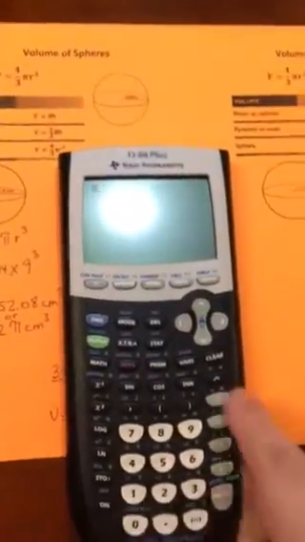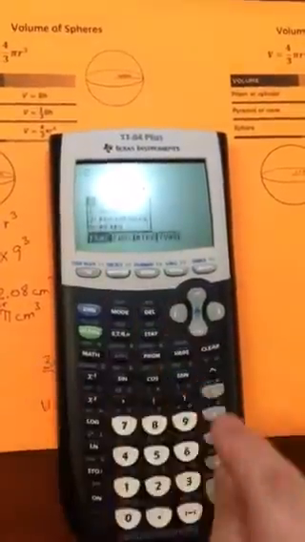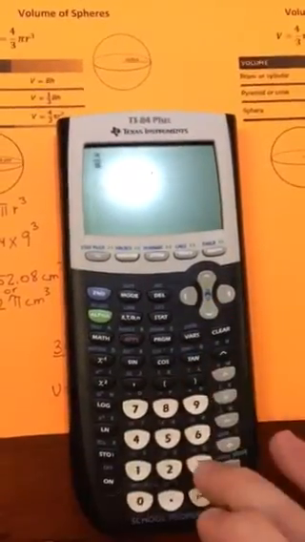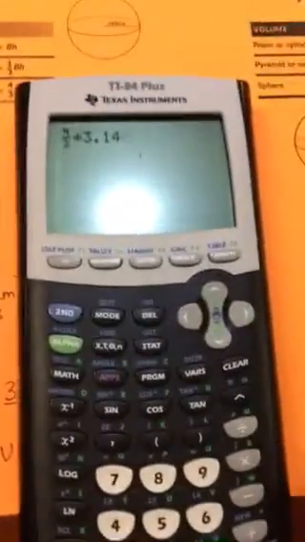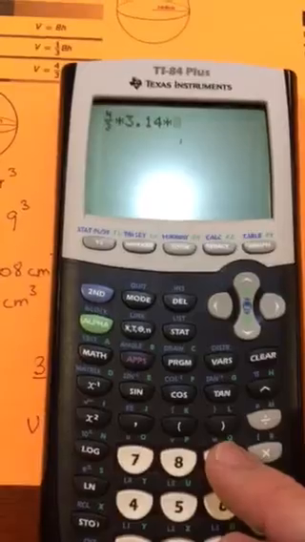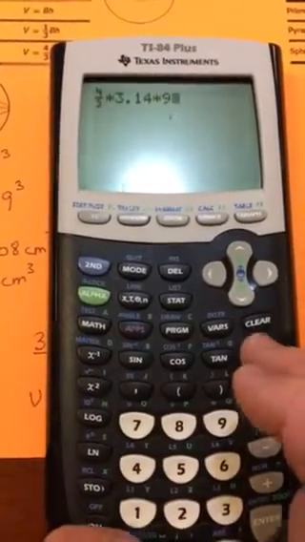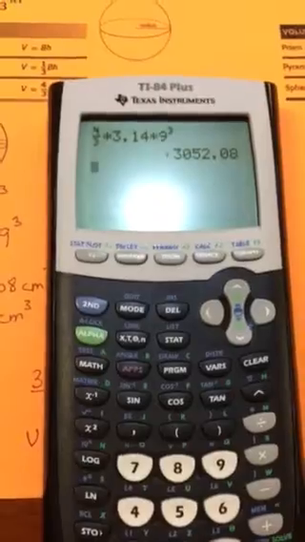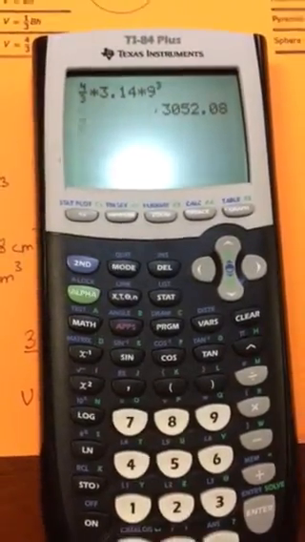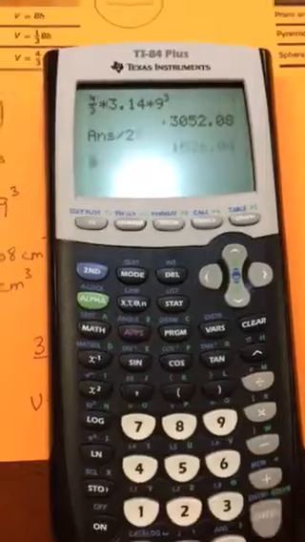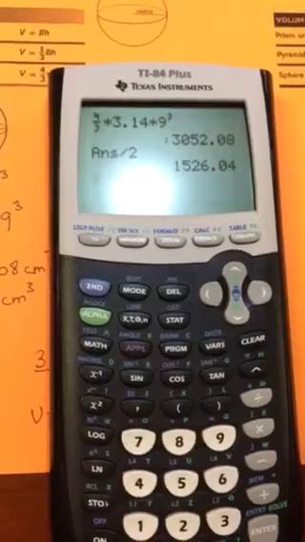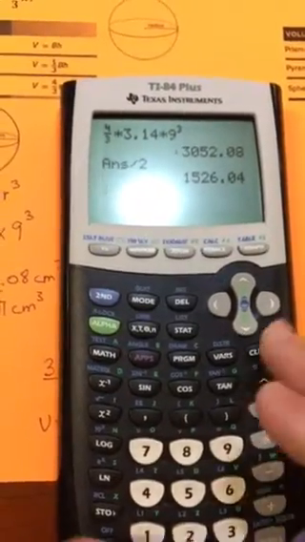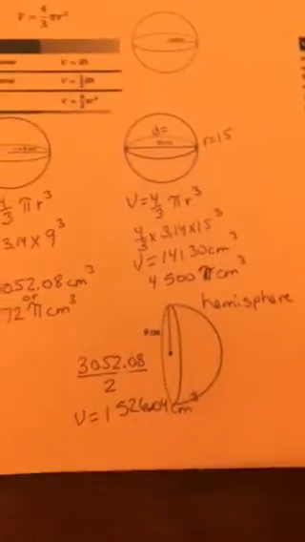So let me show you one more time how to use the calculator. You're going to use alpha y equals, put in 4/3 times 3.14 for pi times, the last one was 9, and then your caret and cube it, and we got the 3,052.08, and then I divided that in half for a hemisphere and got 1,526.04. So just find your formula, plug radius in, and you are good to go.